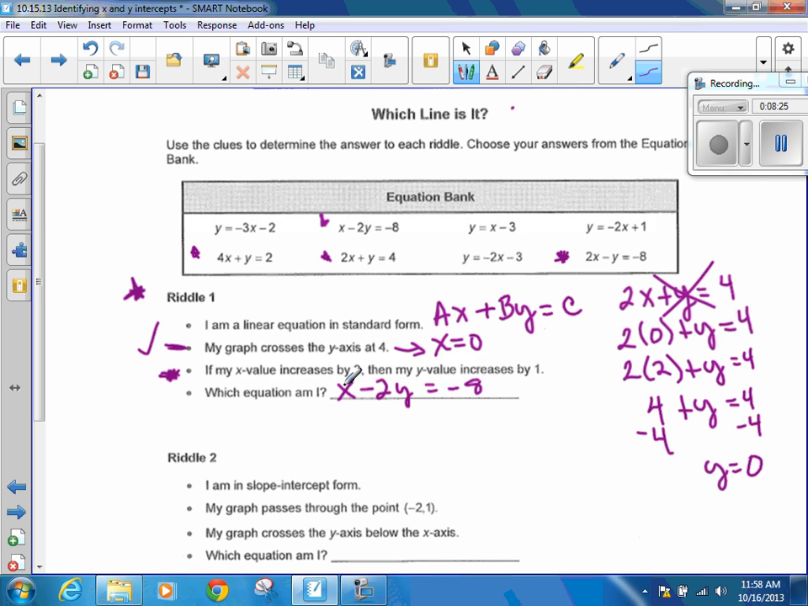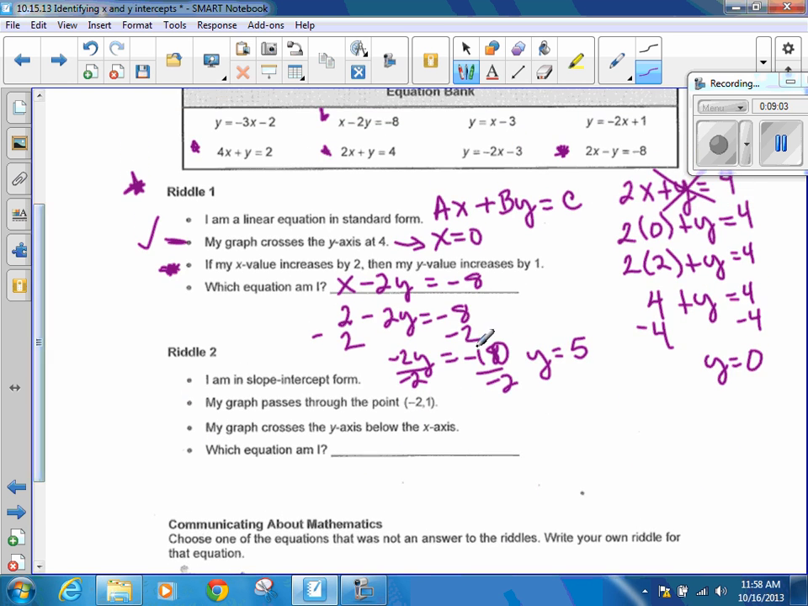That means if I plug 0 in for x, I get a y-intercept of 4. And if I were to increase my x value by 2, I would have 2 minus 2y equals negative 8. Then I would subtract 2 on both sides. Negative 8 minus 2 is negative 10. Then I would divide by negative 2 on both sides. So y would equal 5. So I went from a y-intercept of 4 to a y value of 5, and it increased by 1. Okay, good. And then let's look at this one.